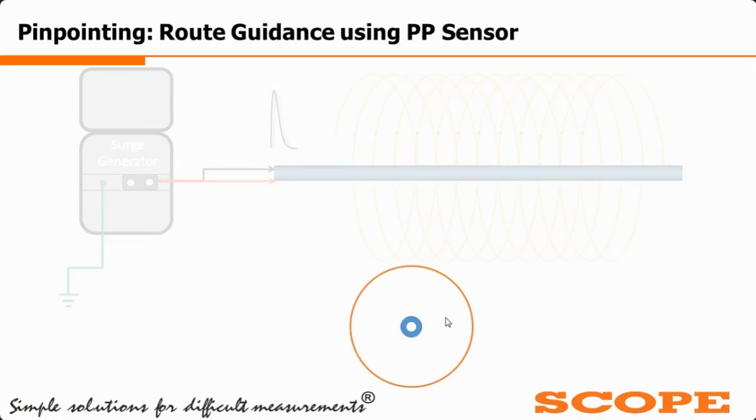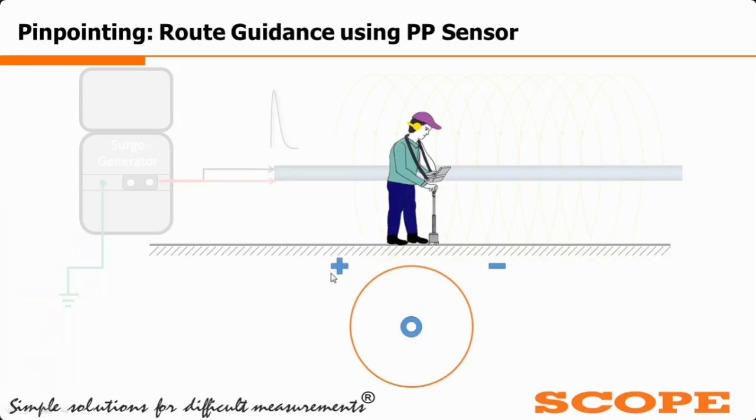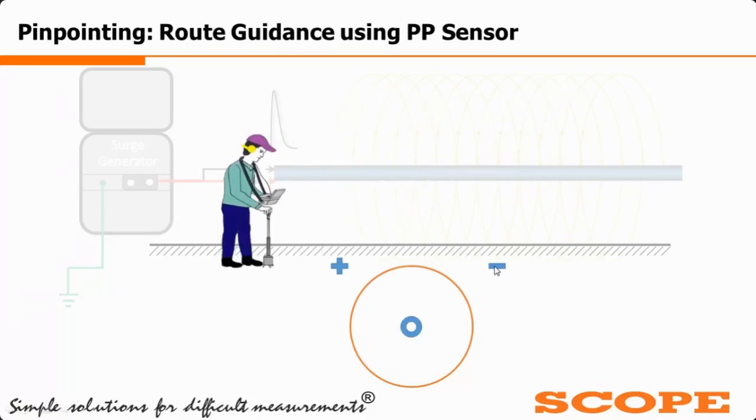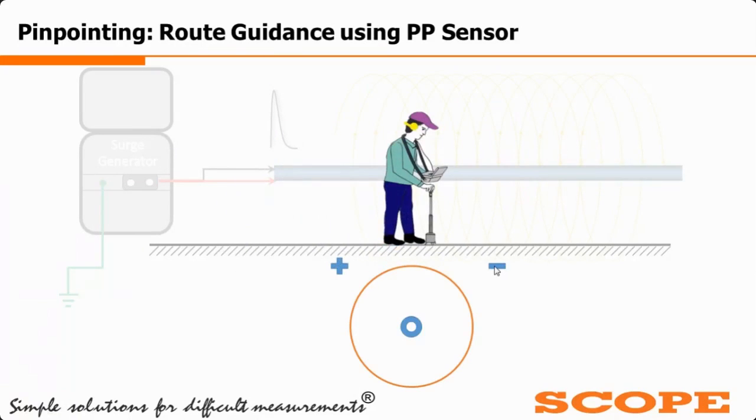So let us consider this is the cable, and around it a magnetic field is produced due to the application of surges. So it will create a constant magnetic field. On one side of the cable, the magnetic field is positive in nature, and on the other side it will be negative in nature. While pinpointing, the user may get distracted from the cable route or may get confused while walking on the route.